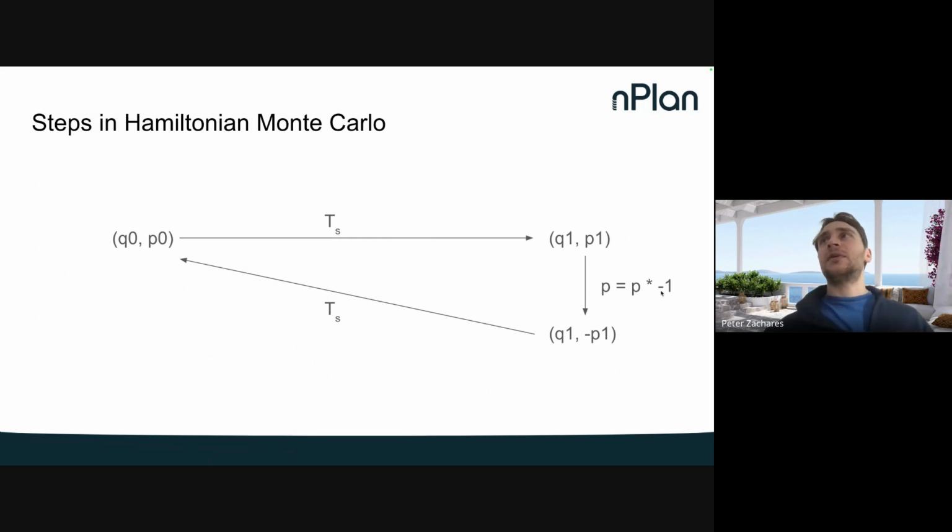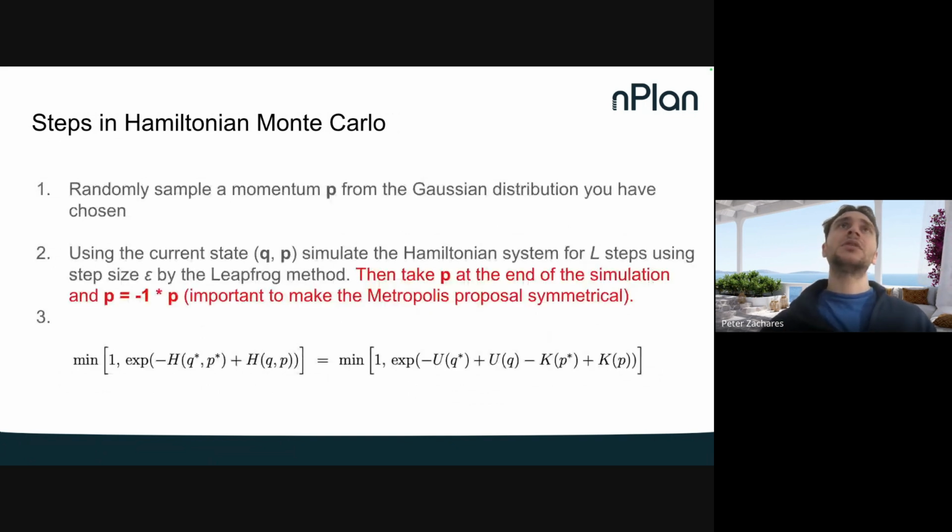So this step of multiplying by -1 is what makes it reversible, which is important. This is important to satisfy the detailed balance condition.